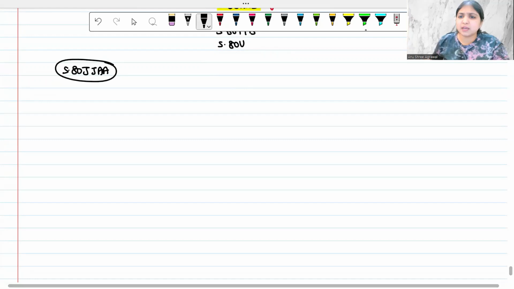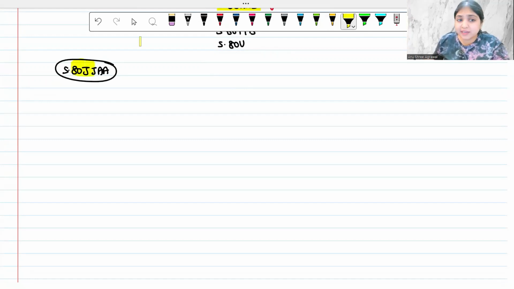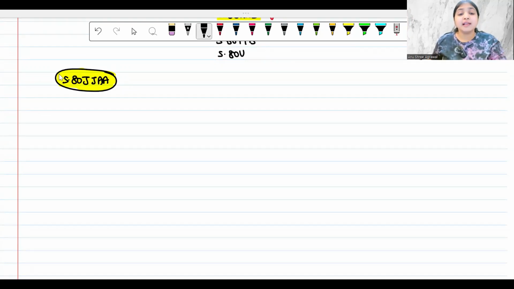This section used to be asked generally only in CA final examinations, but if you look at the last few examinations, the RTPs and the MTPs, this section has become the new focus of the examiner. So therefore, we will try to make this section as strong as possible for ourselves. All right, let's begin, guys.